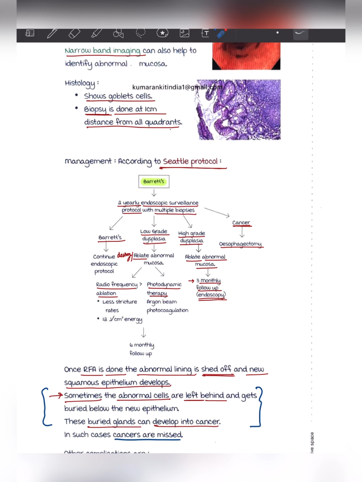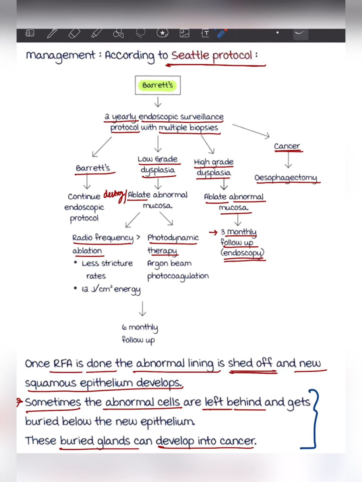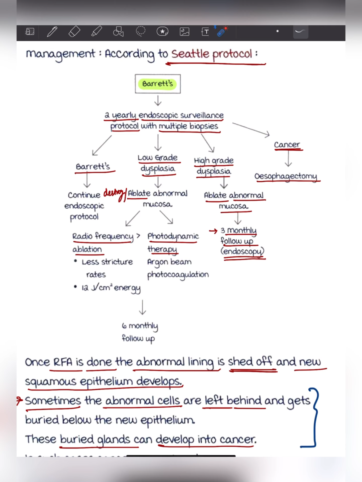Okay. Now, what is the management? How do we manage Barrett's esophagus? It is done according to the Seattle protocol. Now, this is very important. In this management, a 2-yearly endoscopic surveillance protocol with multiple biopsies is done. If it is Barrett's, continue endoscopic protocol, and if it is low-grade dysplasia, we ablate or destroy the abnormal mucosa. It can be done with two things, that is radiofrequency ablation or photodynamic therapy.